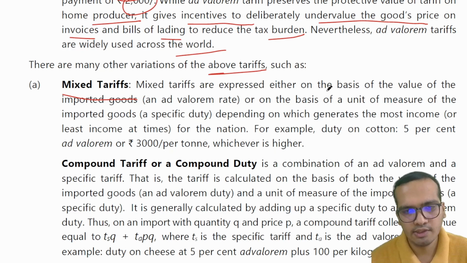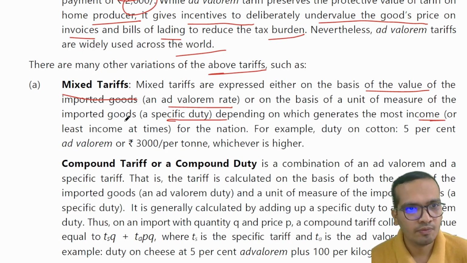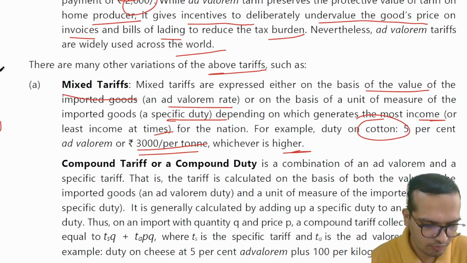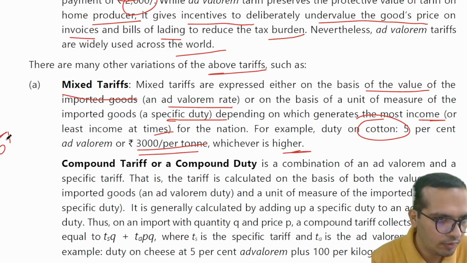Mixed tariffs are expressed either based on the value of the imported goods, as in ad valorem, जैसा ऊपर वाला सीधा परसेंट पे, or on the basis of a unit of measure of the imported goods, a specific duty, depending on which generates the most income for the nation. For example, duty on cotton 5% ad valorem or rupees 3000 per ton, whichever is higher. समझा है? Either 5% or, I will try to write here, 5% or rupees 3k per ton, whichever is higher.